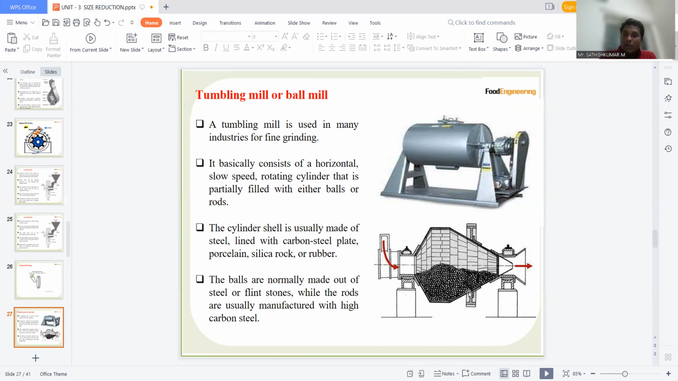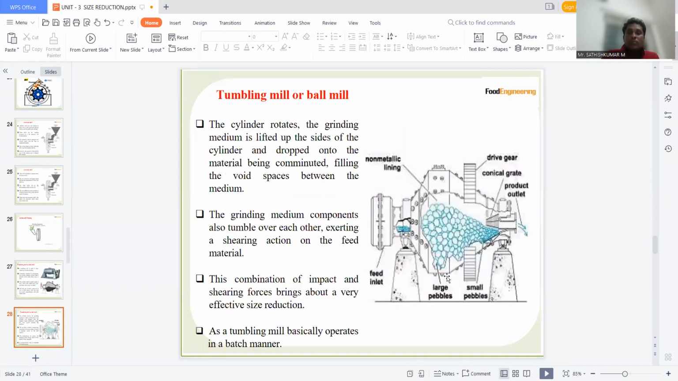In the case of tumbling or ball mills, the structure will be half filled with ball-like structures. The balls are manufactured from steels, flintstones. In the round-like structures, the bars will be responsible for breakdown of solid materials. In the case of tumbling mills, the feed will be passing through the feed inlet, and then the whole structure will be rotating along with the stones.